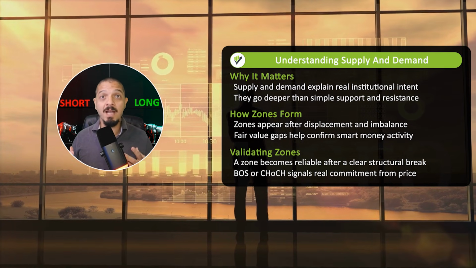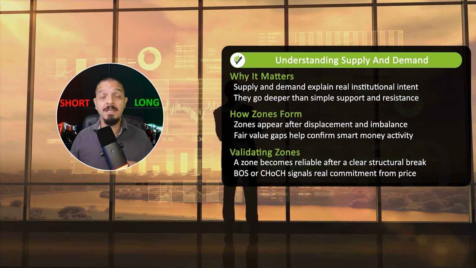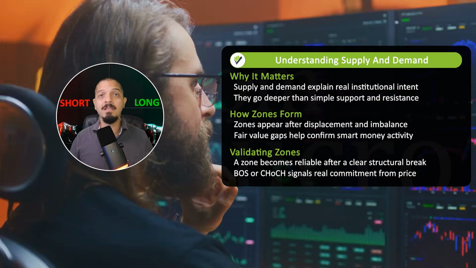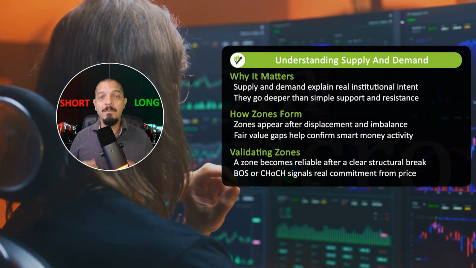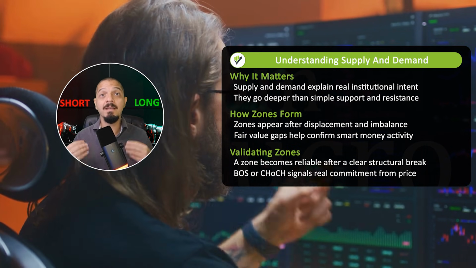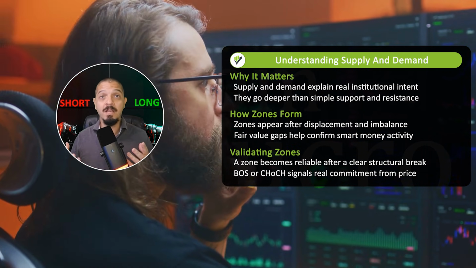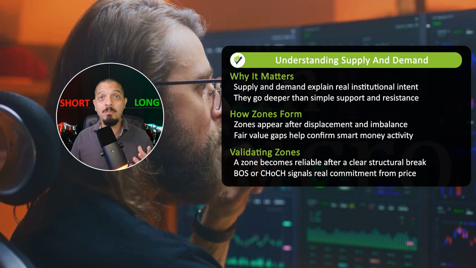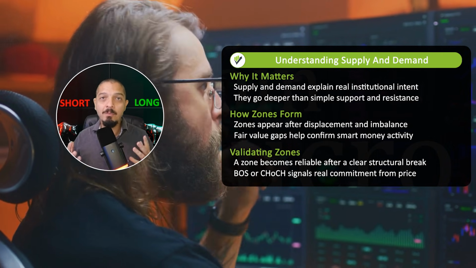This video shows how to identify strong supply and demand zones using smart money concepts, use fair value gaps, validate zones through structural breaks, and draw them correctly on the chart. It also covers the three main zone types and entry techniques with better pricing and confirmations, helping you trade in line with institutional flow.